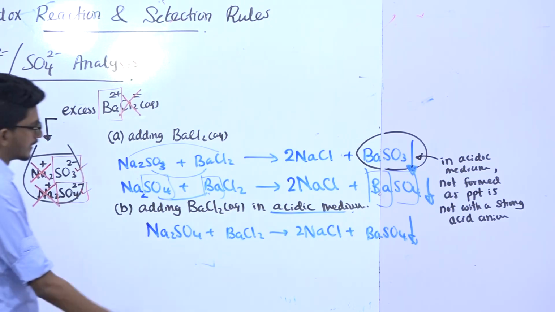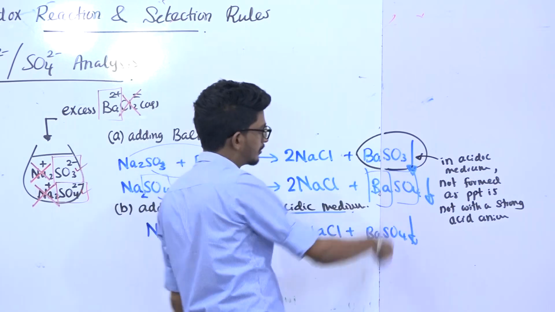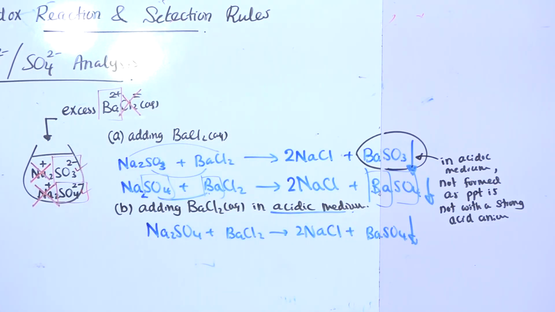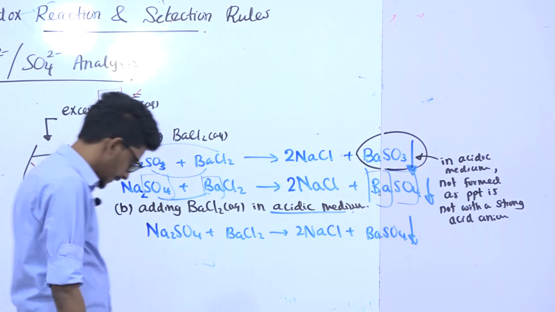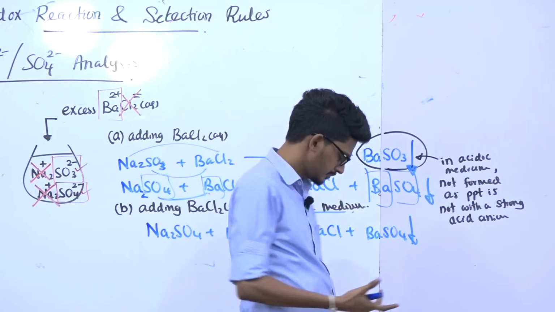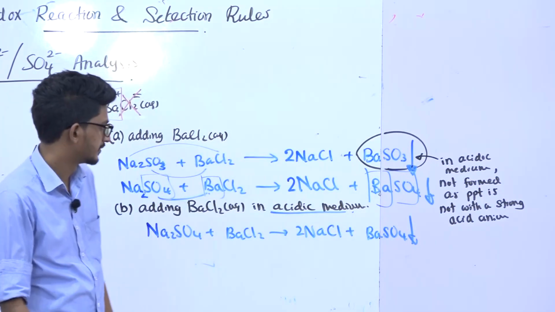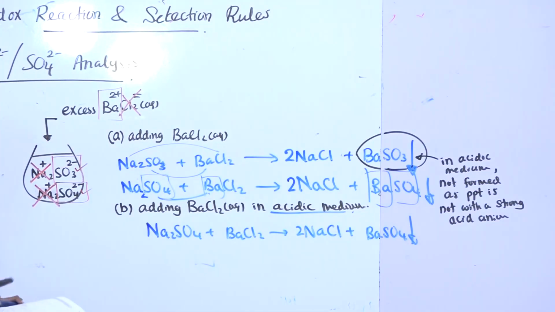If the precipitate does not contain a strong acid anion, such precipitates won't form in acidic mediums. And if you had a formed precipitate like that, those things will dissolve when you add an acid. If the precipitate is not with a strong acid anion, right? Okay.